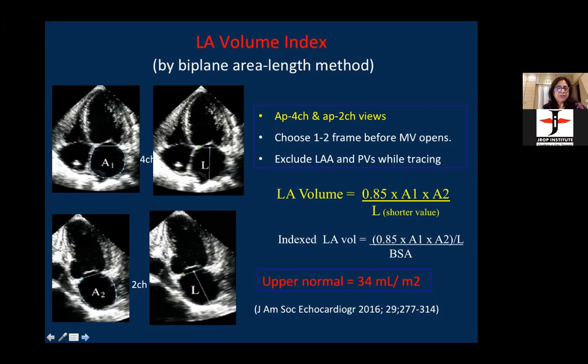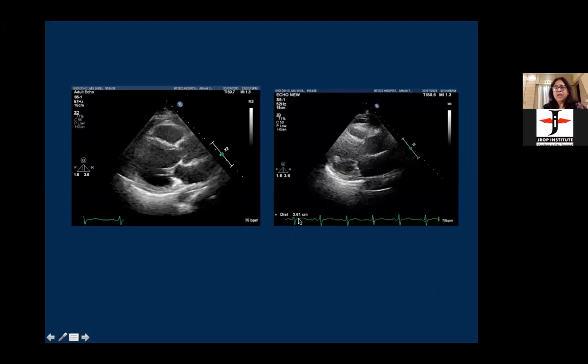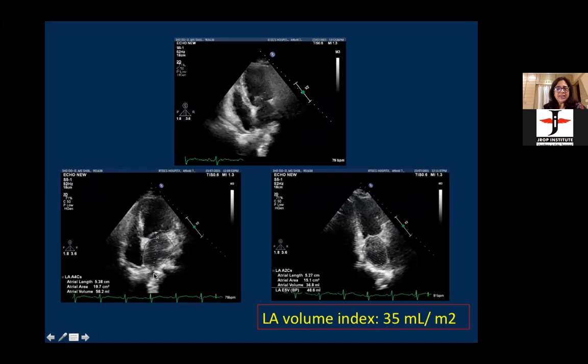So for example, let us see this case. This is a patient where I have measured the anteroposterior diameter of the left atrium, and it measures 3.61 centimeter, which as per the latest recommendation is within normal limits, because 4 is the upper limit of normal. Then I measure the LA volume. This is the apical 4-chamber. I measured the LA volume in 4-chamber as well as in 2-chamber, and I get area 1, area 2, and a length in both views.